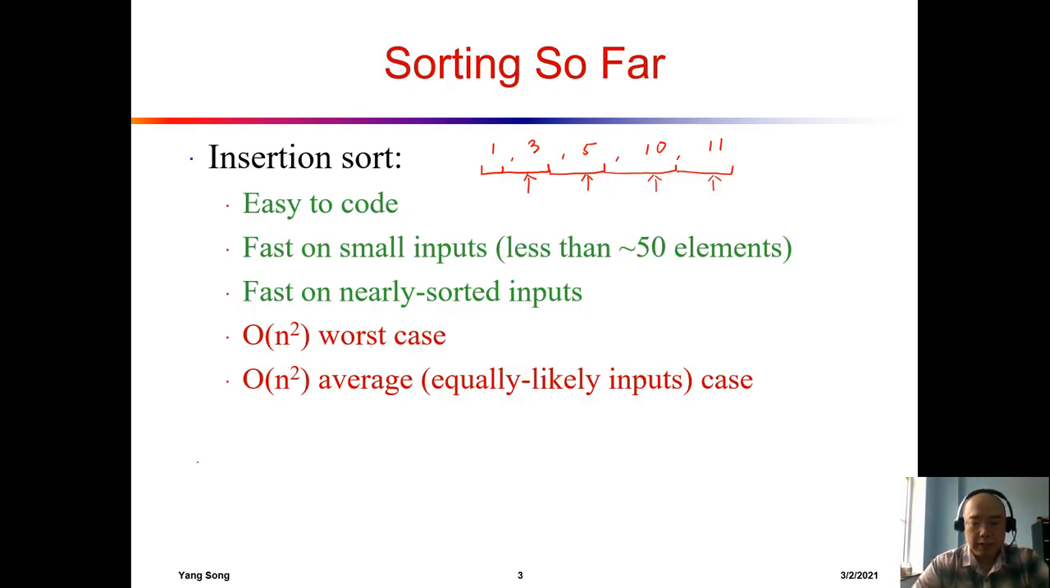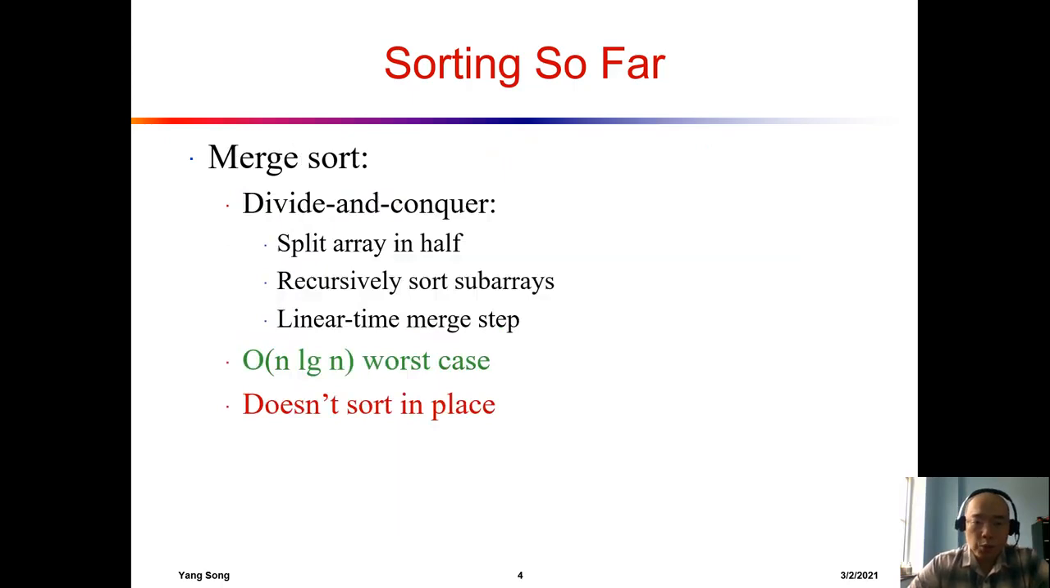The worst case is O(n^2). That is, everything is sorted, but instead of low to high, everything is sorted from high to low, and then we have to do a lot of shuffling. Even for the average case, this is still O(n^2). So this is the insertion sort.